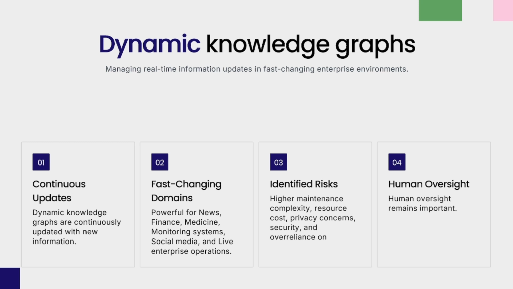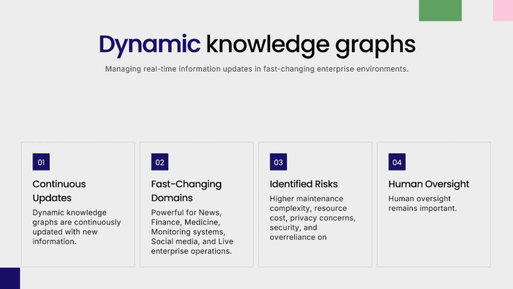Fast-changing domains. This is very useful for news, finance, medicine, monitoring systems, social media, live enterprise operations. These data are collected from fast-changing, dynamic domains, like social media, like news, like finance, and so on. And that's why you need continuous update of the knowledge graph or the graph database.